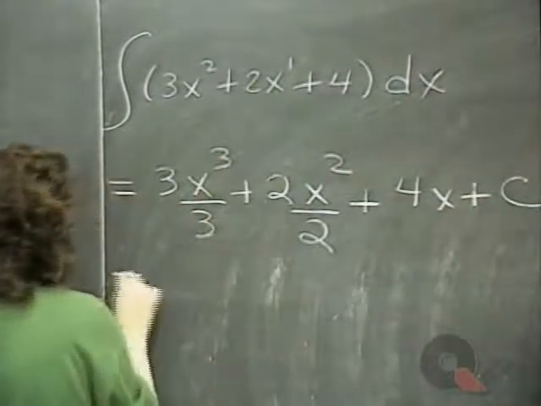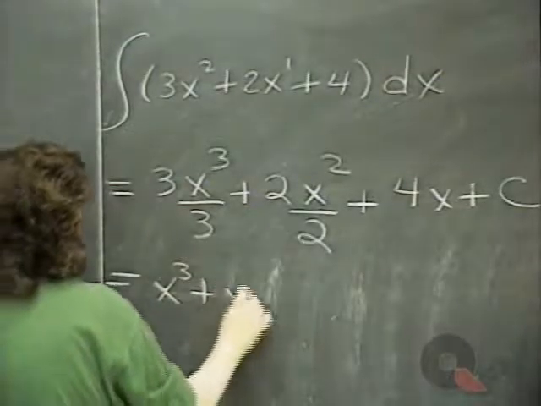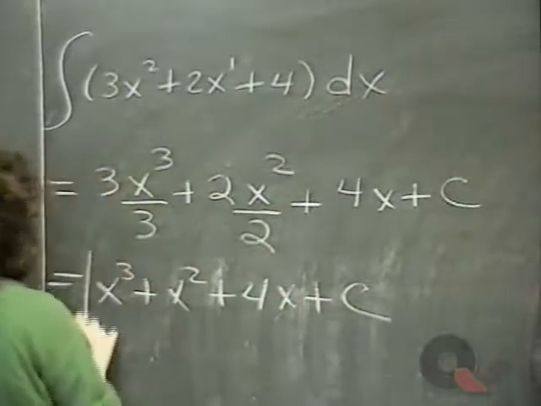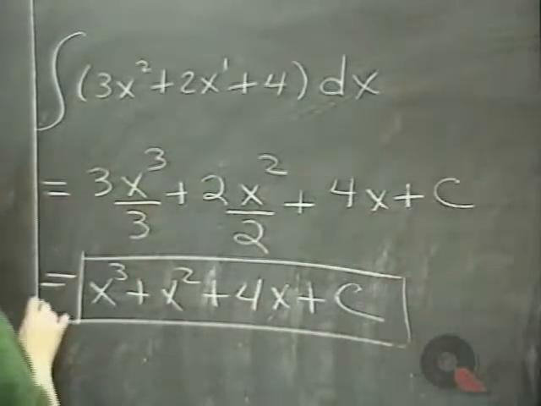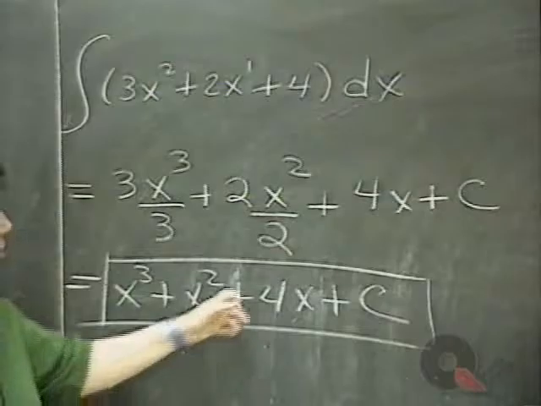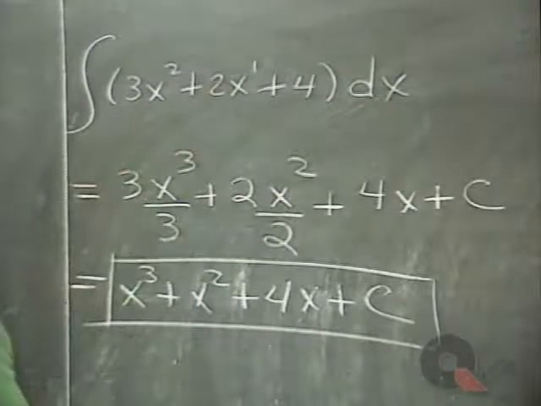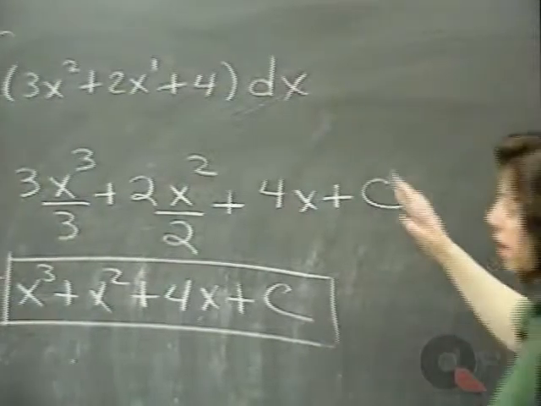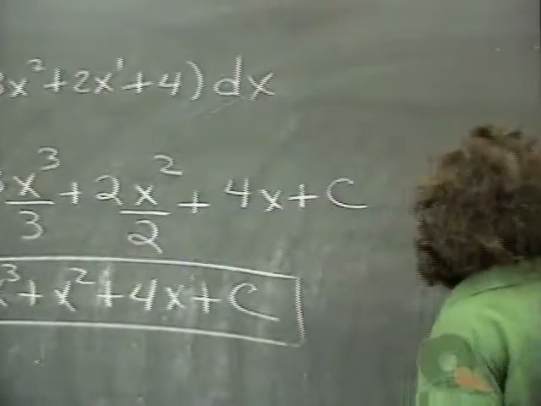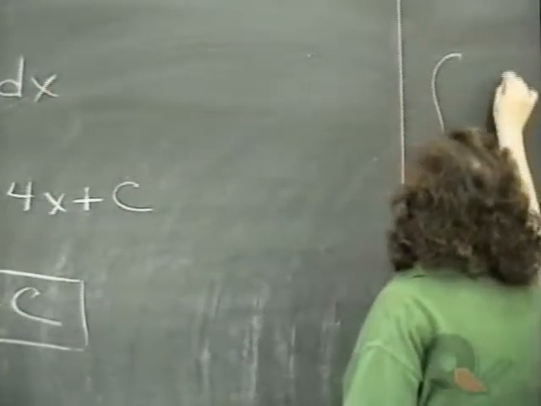And cleaning this up, we get x cubed plus x squared plus 4x plus c. And have we done it correctly? Yes, because the derivative here is 3x squared plus 2x plus 4, which is what we started with. Okay, well, this works fine for polynomials. What if we don't have a polynomial exactly, but we have something like this?